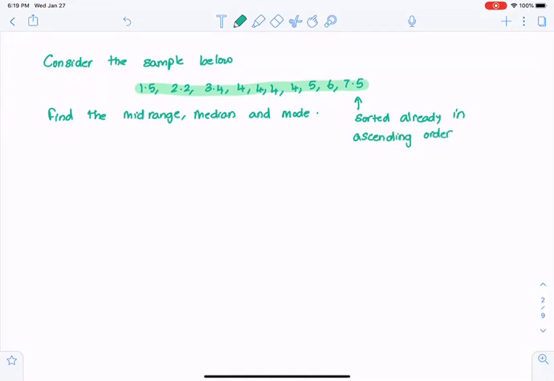The data, if you observe, is sorted already in ascending order. So finding the mid-range is straightforward. We take the maximum value, 7.5, and the minimum value, the smallest value, 1.5, add them together, and divide by 2. So we will have 9 over 2, which gives us 4.5.